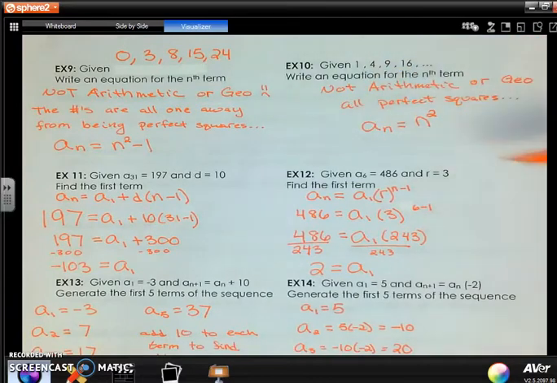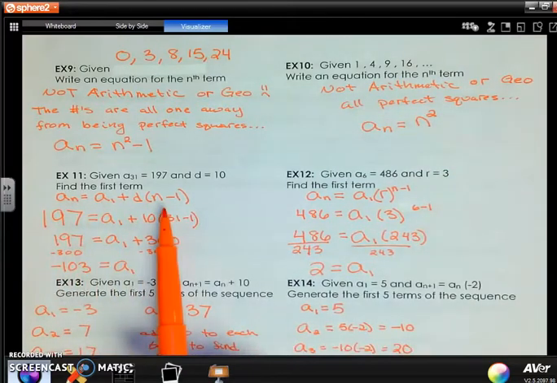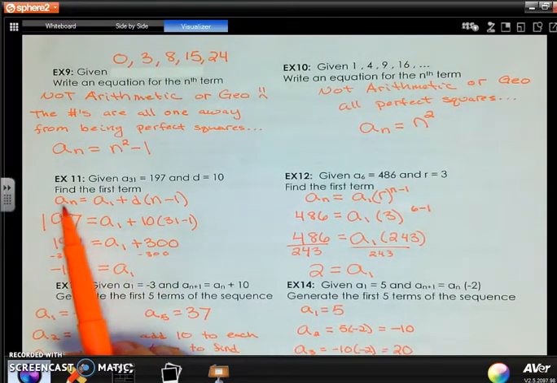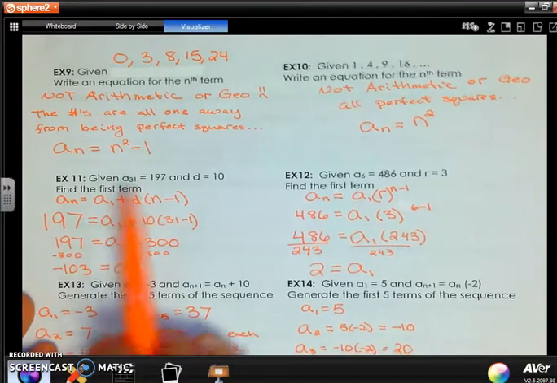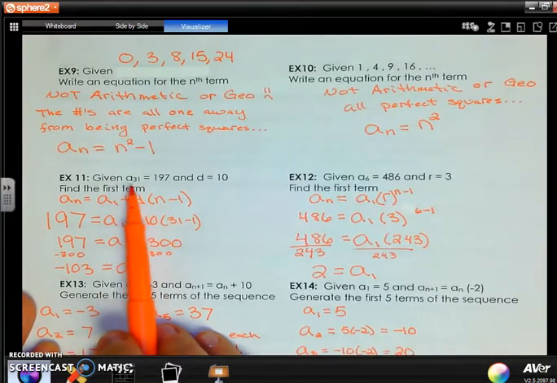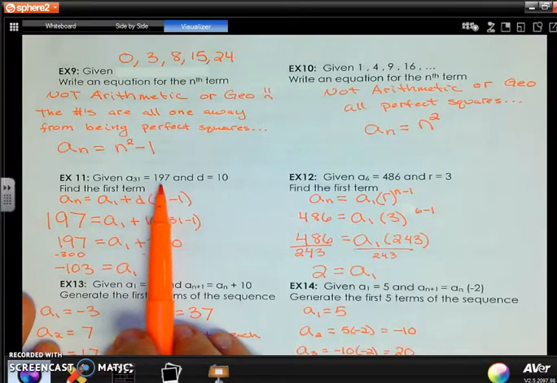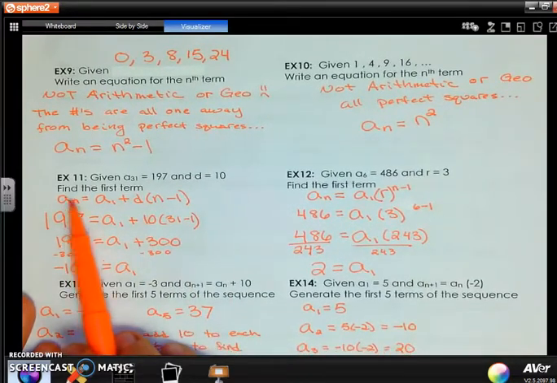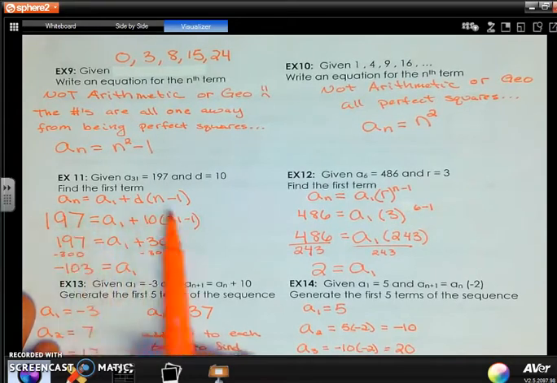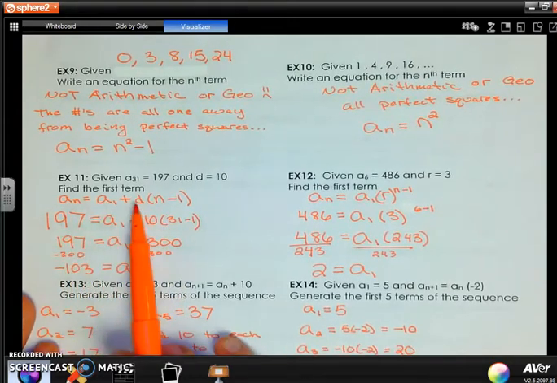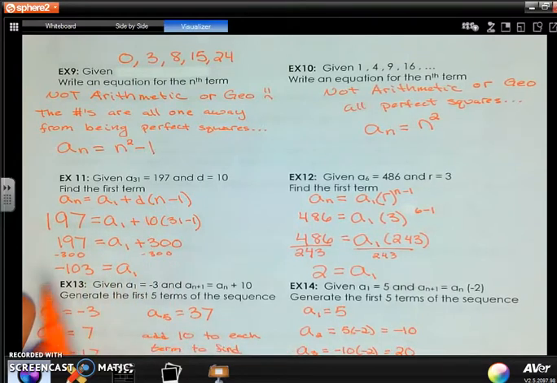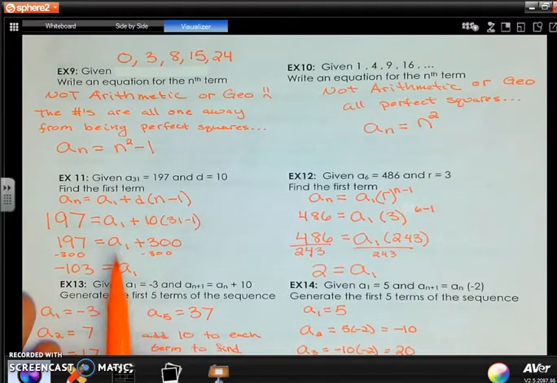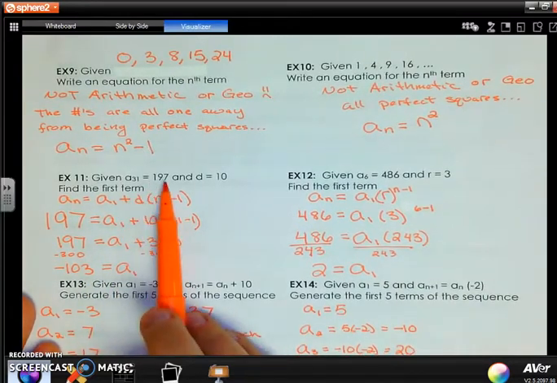Okay, so we kind of talked about those two. These next examples are still going to use that explicit formula, but instead of asking you for a specific term number, they're going to say that the 31st term in a list of numbers is 197. They give you the common difference, and they want you to go back to find the first term. Well, you have this formula, so given any 3 of the 4, you could solve for the other one. So here, we're given this 197.